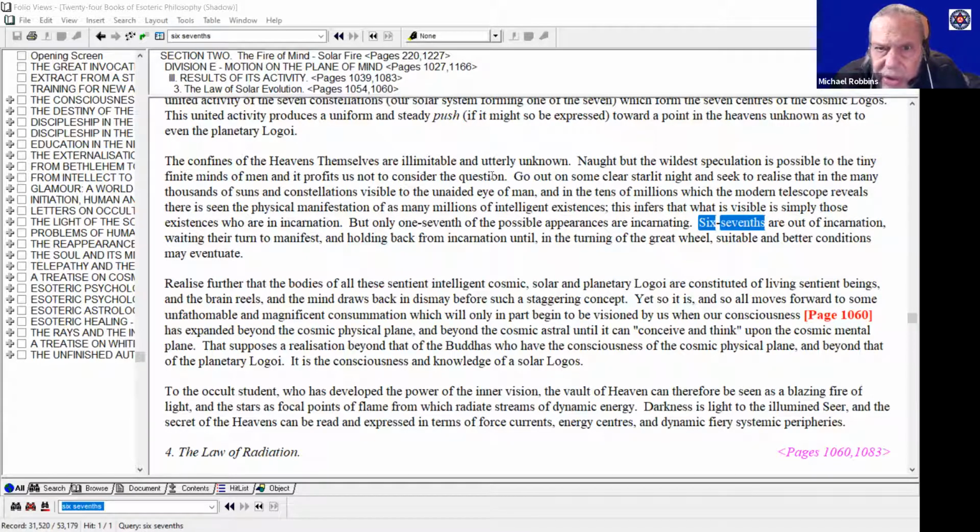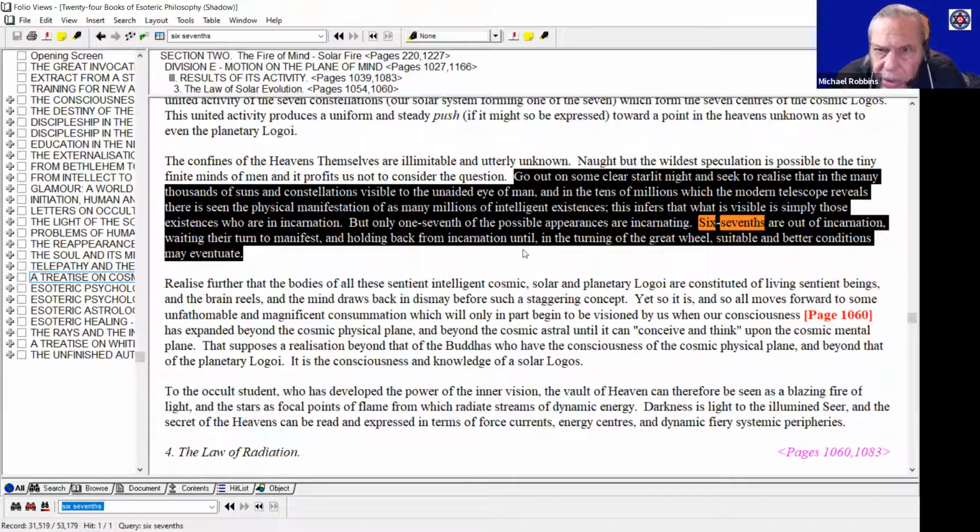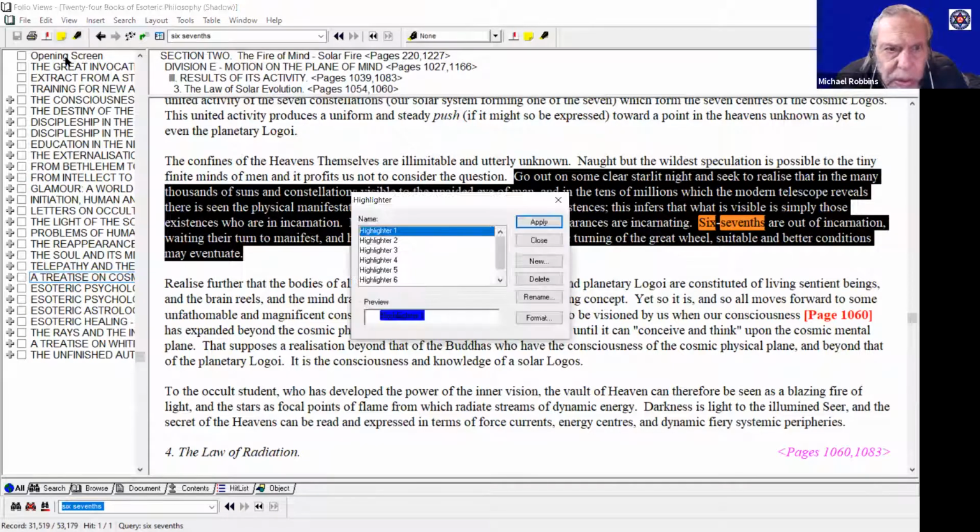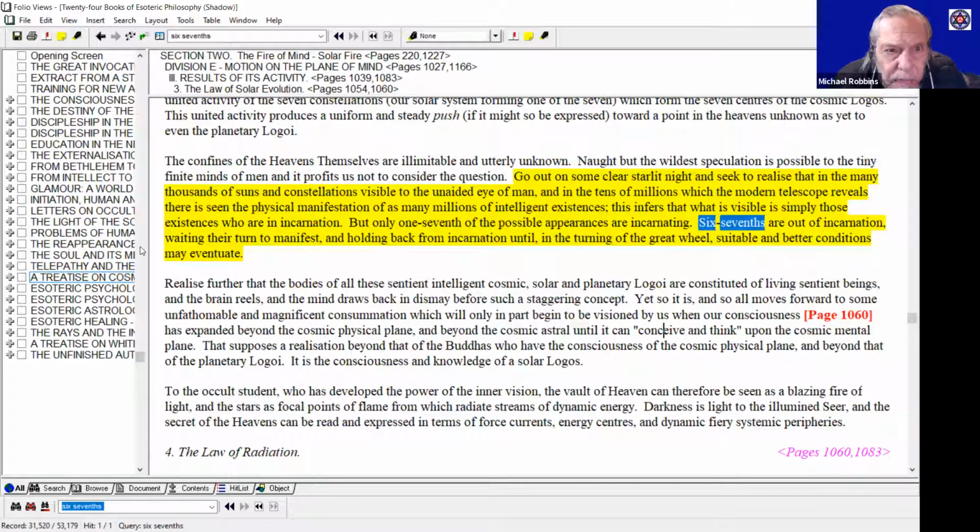This infers that what is visible is simply those existences who are in incarnation. But only 1/7 of the possible appearances are incarnating. 6/7 are out of incarnation, waiting their turn to manifest, and holding back from incarnation until, in the turning of the great wheel, suitable and better conditions may eventuate.